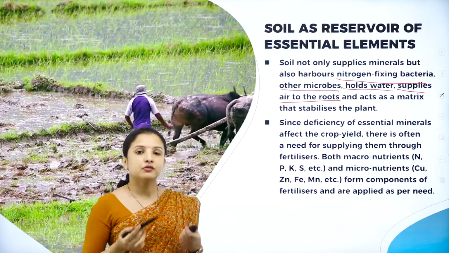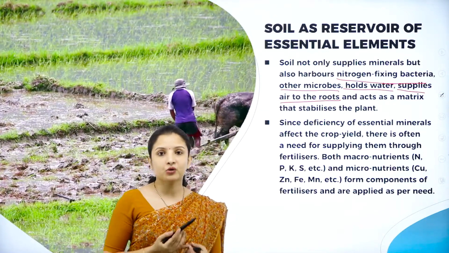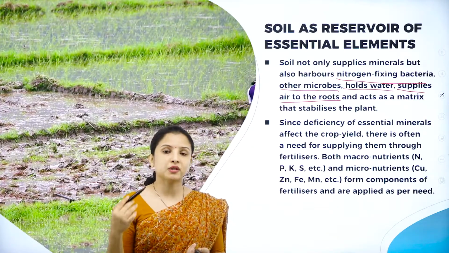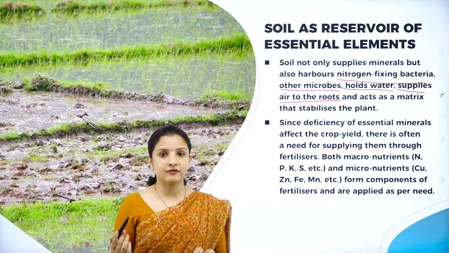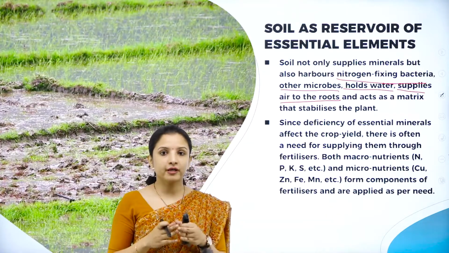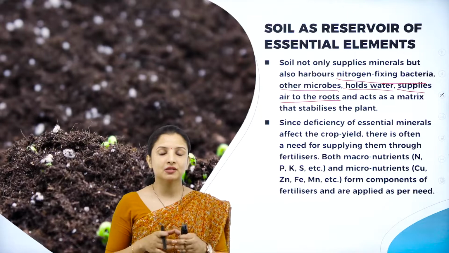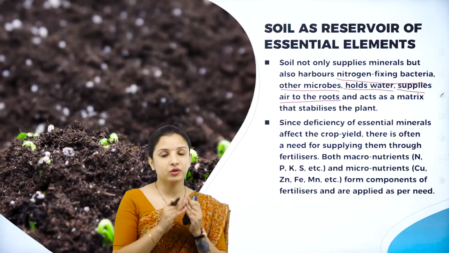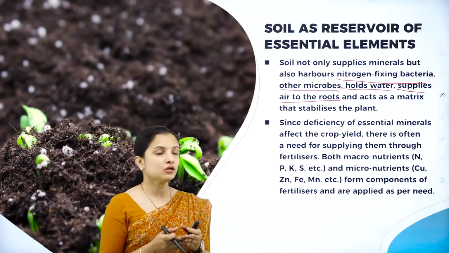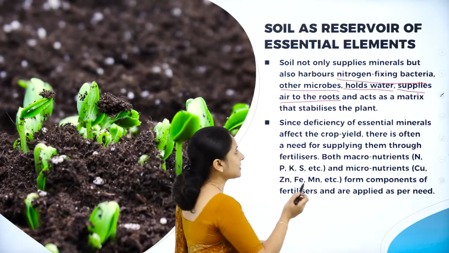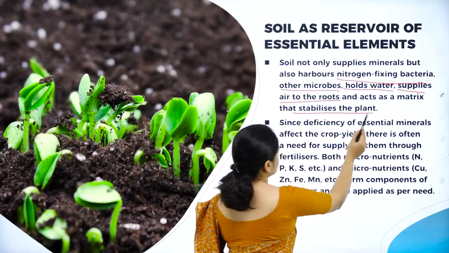The upper parts of the plant will derive air from the atmospheric air through the stomata. But what about the roots? From where do they derive air? Those soils which are not very tightly packed contain air spaces, and those air spaces filled with air will supply air to the root. So they supply air to the root and also act as a matrix that stabilizes the plant.